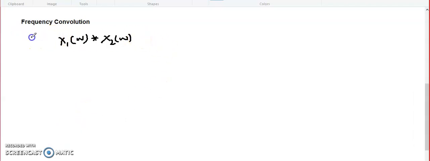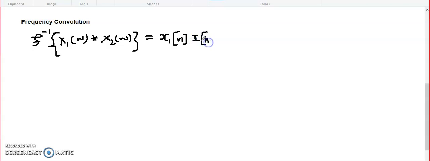Then if we take the inverse Fourier transform of it, their time domain signals just multiply on the time axis n. Okay, this is frequency convolution. Its proof is also obvious.